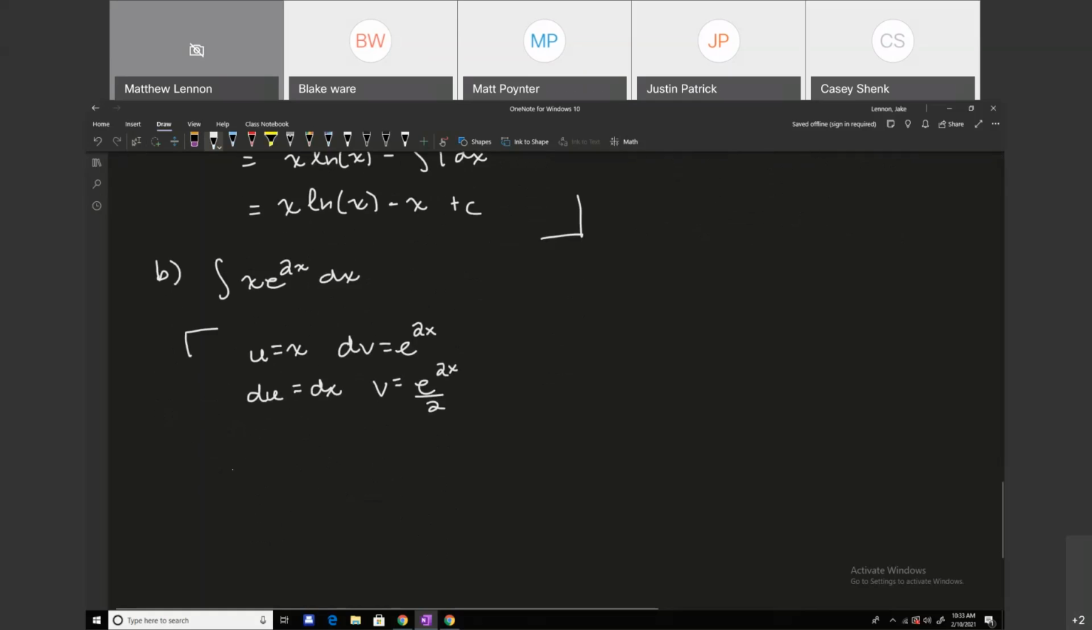So then we can do our integral. We get uv, which is x e to the 2x over 2, minus the integral of v times du, which is just e to the 2x over 2 dx. And again, when you do the antiderivative there, you're basically just dividing by another factor of 2. So we get x e to the 2x over 2 minus e to the 2x over 4 plus a constant.